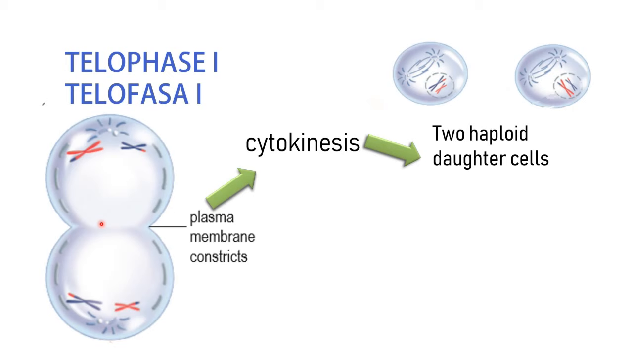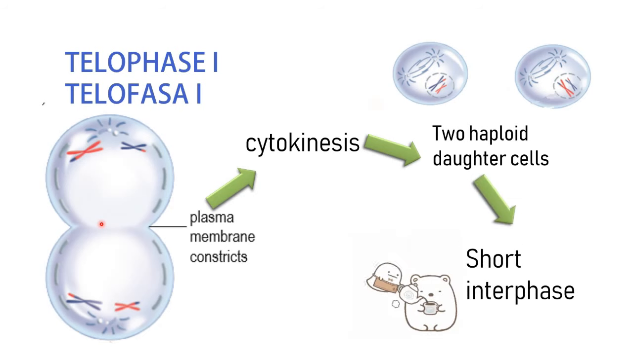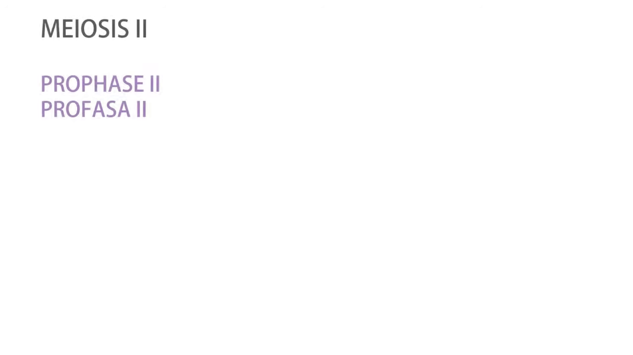The interphase of meiosis is usually short and the DNA does not replicate. We can say that the cell has a short break. After this short phase, the cell will proceed with the second division of meiosis, that is meiosis 2. Same as before, meiosis 2 has 4 phases of division. We begin with prophase 2.